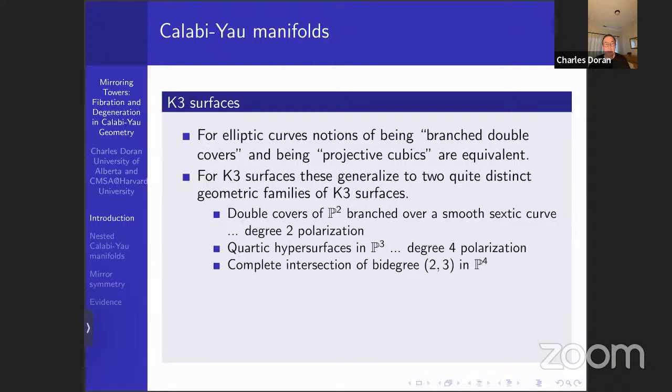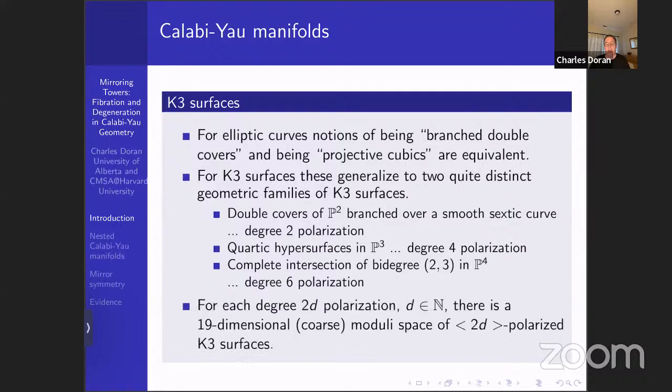You could consider complete intersections of degree 2 and 3 in P4, and you get a degree 6 polarization. And again, it's another one of these 19-dimensional families of K3s. And eventually, you want to generalize this notion to, if you like, arbitrary degree 2n. And that works, but you're not going to be able to do it anymore after a while as complete intersections in projective space. So in constructing these degree 2n polarized K3 moduli spaces and the K3s themselves, it's almost easier to construct the moduli spaces than it is to construct the K3s themselves. That's sort of one way to look at it.